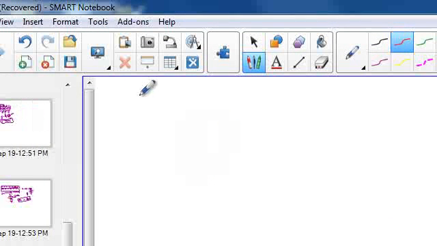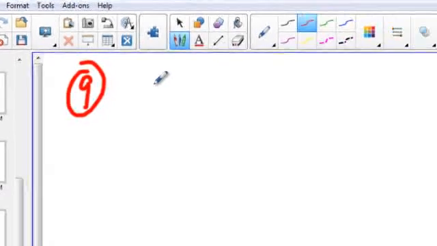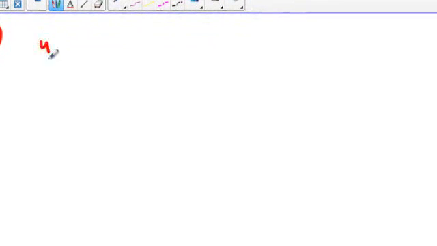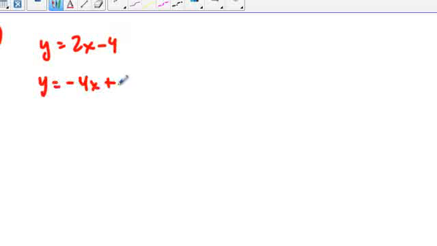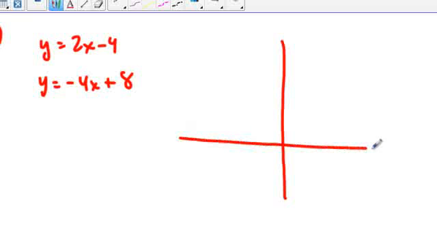Okay, number 9. 9, 10, 11, 12, we're going to start getting into systems of equations and solving them. These are still some graphing questions. For number 9, we've got y equals 2x minus 4 and y equals negative 4x plus 8. So in theory, these are all graphable by hand, but I also understand if you have a little hesitation in that.